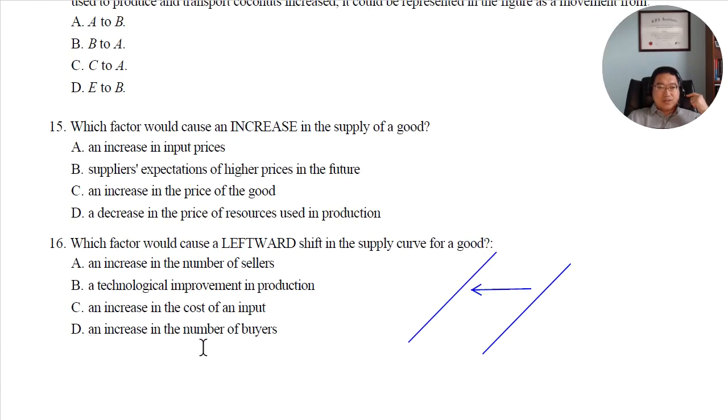D, an increase in the number of buyers. Buyers, they are not the sellers. Sellers for supply, buyers for the demand. So that's why D is not a good answer.